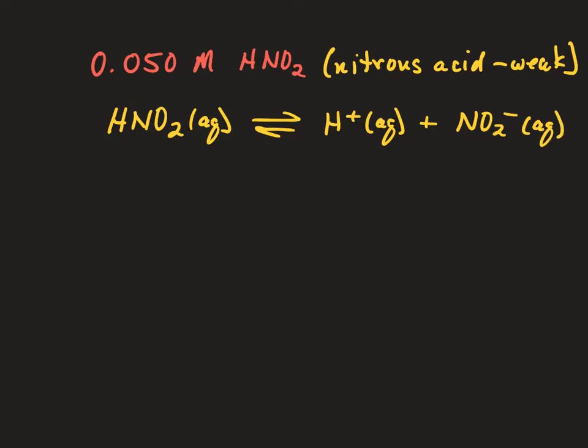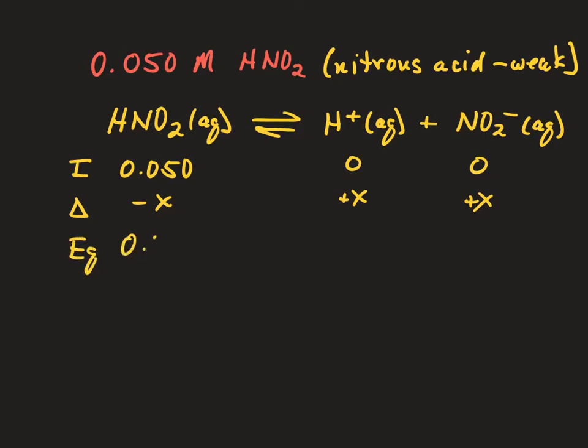And so if we start out with an initial concentration of 0.050, and none of the products, our change, this is an equilibrium, is going to be minus x for the acid, and plus x, plus x for the ions. And when we reach equilibrium, we'll be at 0.050 minus x, x, and x. So that is an equilibrium.